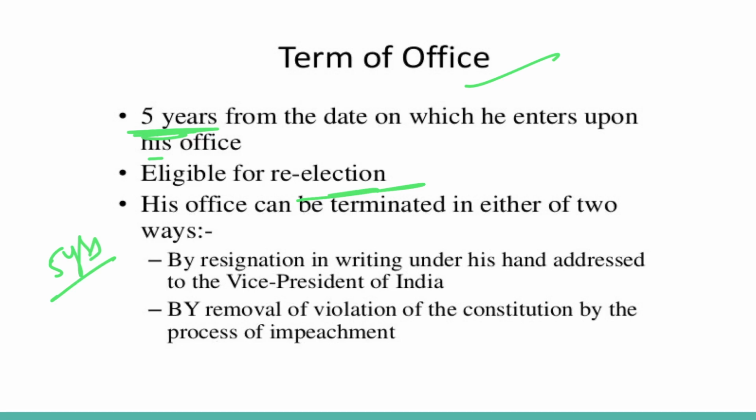In India, there is no limit on a person participating in the presidential election. He can participate in the re-election any number of times, and this is not the case in the USA. A person cannot be elected to the office of the president more than twice. The president's office can be terminated in two ways. One is by giving a resignation letter to the Vice President of India, and the other is by violation of the Constitution through the process of impeachment.